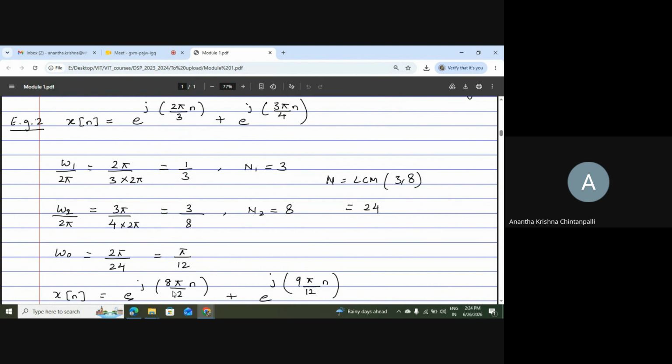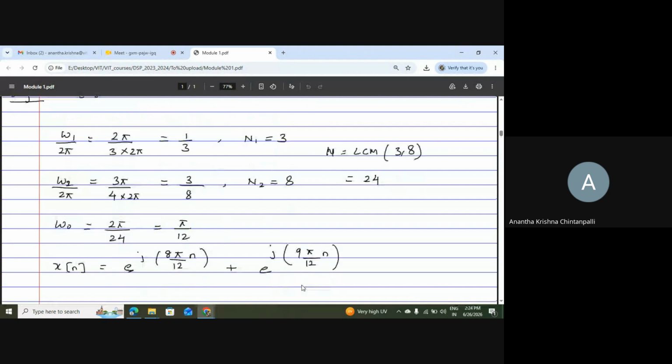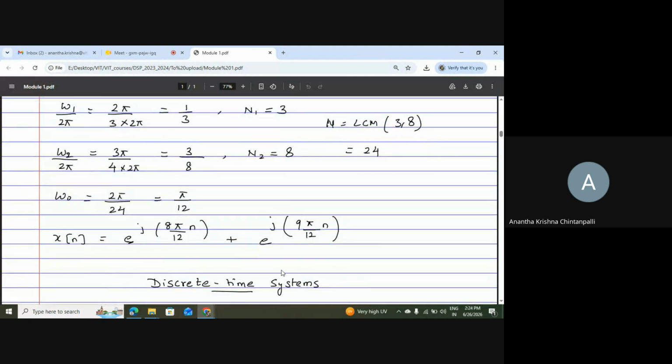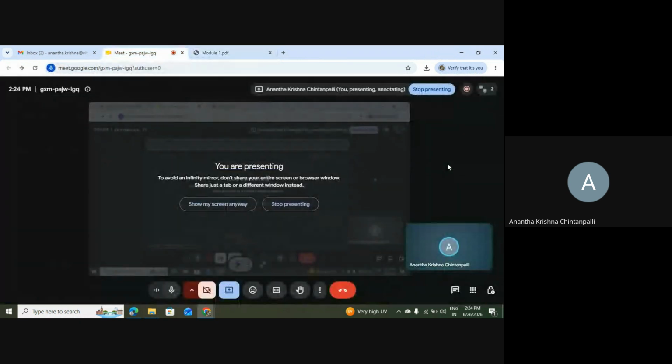So pi by 12 is nothing but your omega naught. So this is of the form e to the power of j k omega naught n. In this case, it is k omega naught. So this is nothing but the harmonic of the fundamental frequency. So here the k is 8. Similarly, here the k is 9. So we call this the 8th harmonic component, and this the 9th harmonic component of the fundamental frequency. Okay. If you have any questions, you are more than welcome to put them in the chat box.